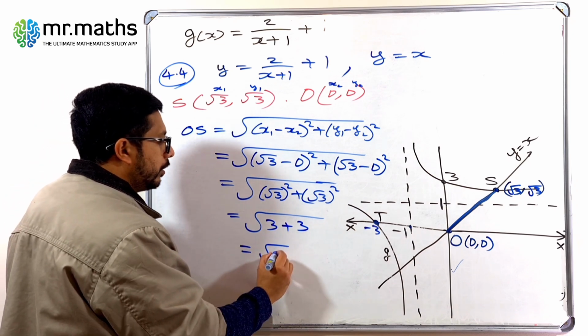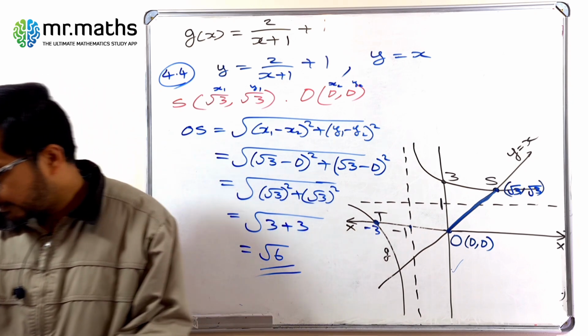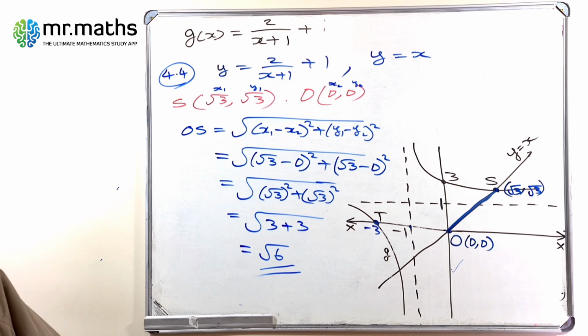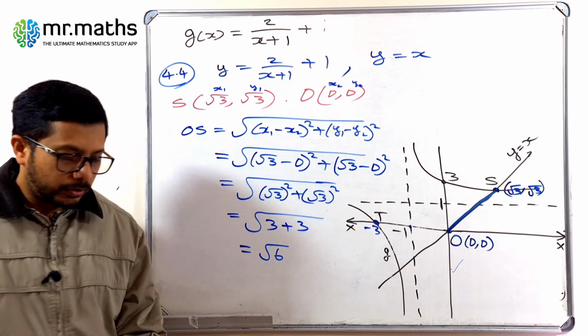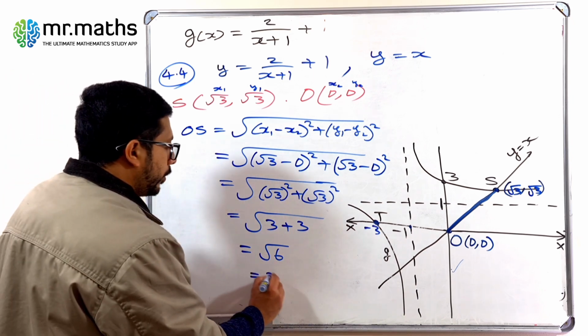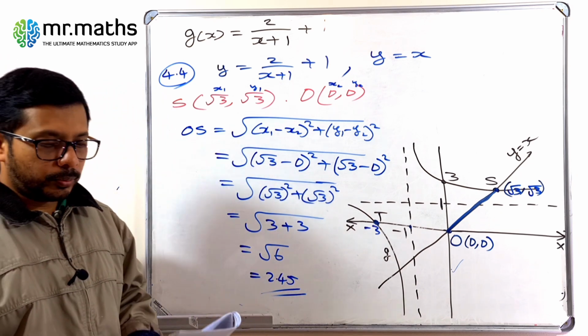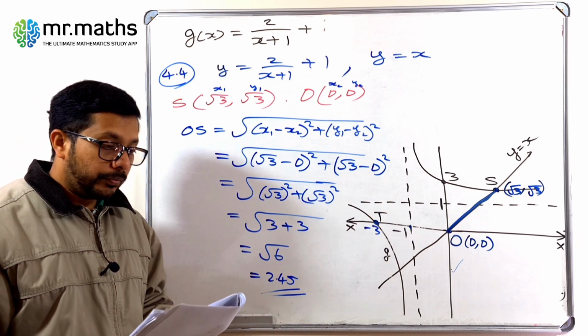So it means root of 6. Check in your calculator what is the answer of root of 6. In your calculator, root of 6, it is 2.45, I think so. Yeah, 2.45. So either you can leave it like this, or you can write this as 2.45 units. Okay, so the length of OS is 2.45 units. So that is question number 4.4.